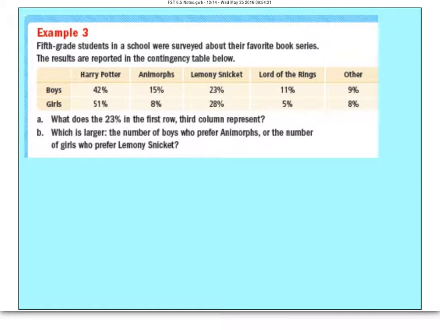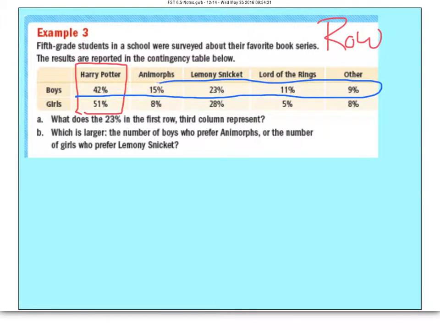So the first thing is, is this a column or a row percent table? Well, look at it. If you add up these columns, does that equal 100%? It doesn't, so this is a row table. If you add this, that's 100%. So this question says, what does the 23% represent? The 23% represents, of all the boys, the percent that liked Lemony Snicket.